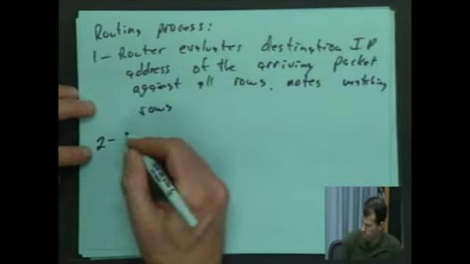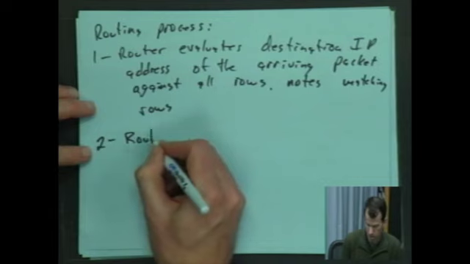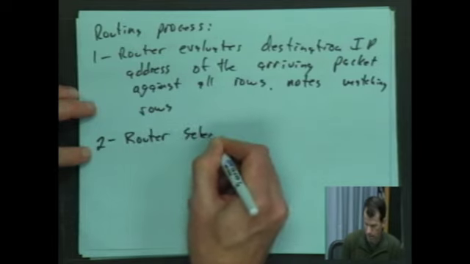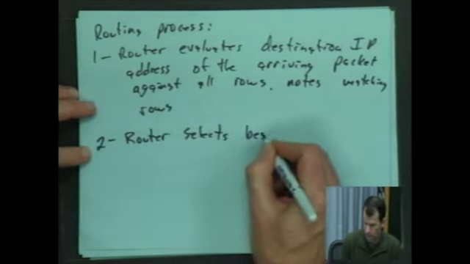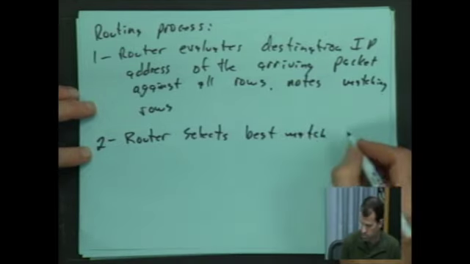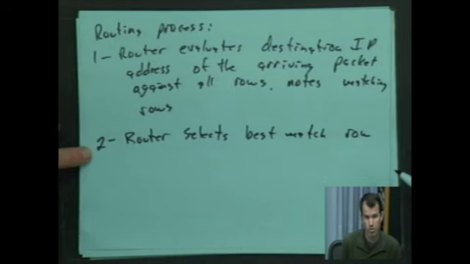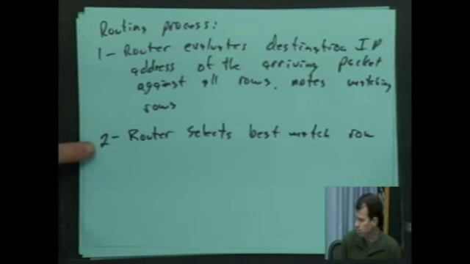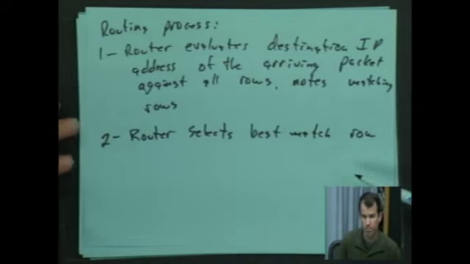Step 2, the router selects the best match. So which row matches the best using those rules we just did? Longest match wins. Ties go to the metric. Default row always loses.